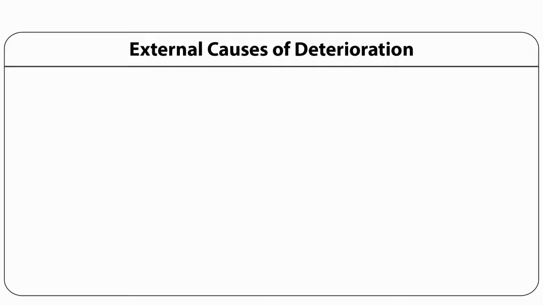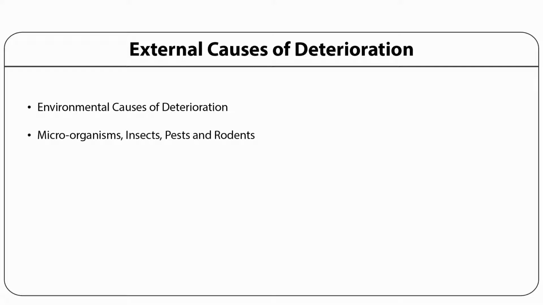External causes of deterioration. Environmental causes of deterioration are due to light, heat, high temperature, and relative humidity, and polluted air containing dust, dirt, and microorganisms. Insects and pests feed on the library material and can cause permanent damage. Poor handling and storage of library material by the staff and misuse by the users also result in deterioration.